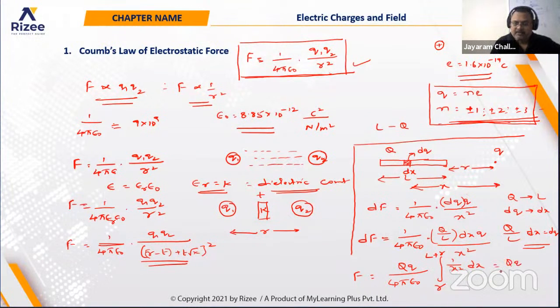So capital Q into small q by 4 pi epsilon naught, substitute the limits in minus 1 by x, from r to L plus r. You can get the value of the force here. So in this way, we can apply Coulomb's electrostatic force for continuously distributed charges.